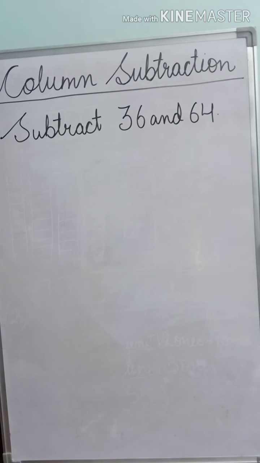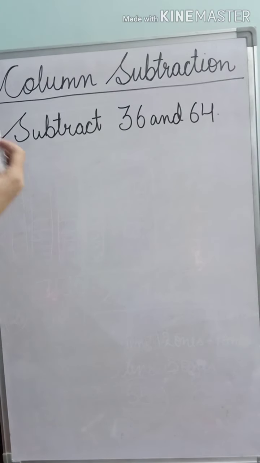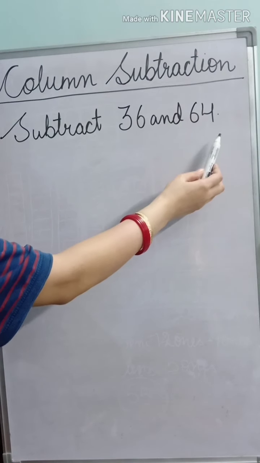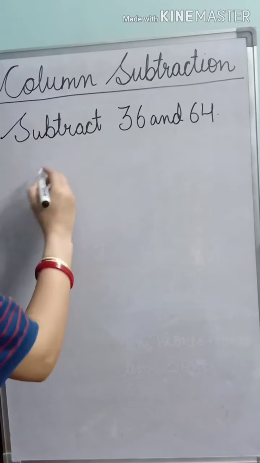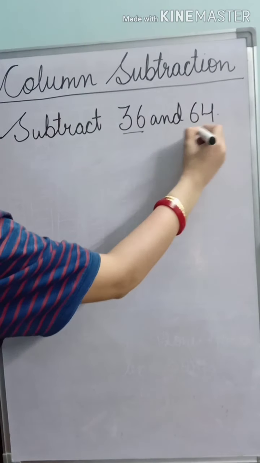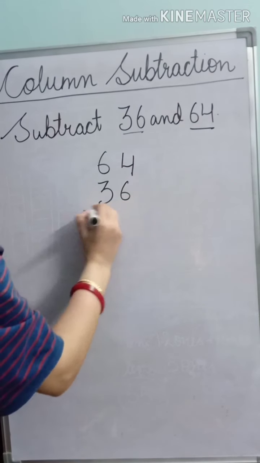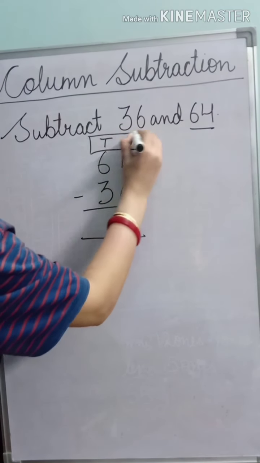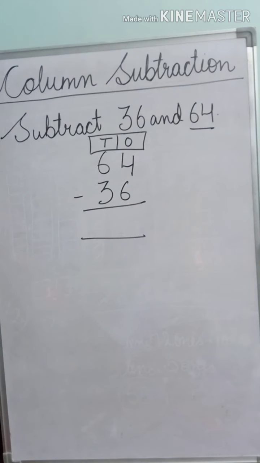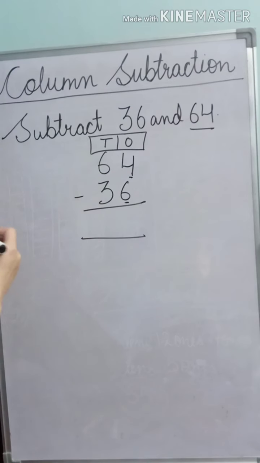Let's do one more example. Subtract 36 from 64. As we know, we cannot subtract 6 ones from 4 ones. First of all, we have to arrange them in a column. So, we will write 64 above and 36 below. And this is ones, this is tens. We all know that we cannot subtract 6 from 4 ones. So, what will we do?